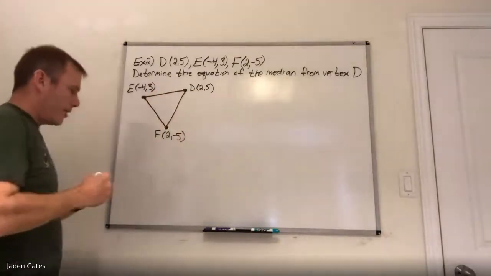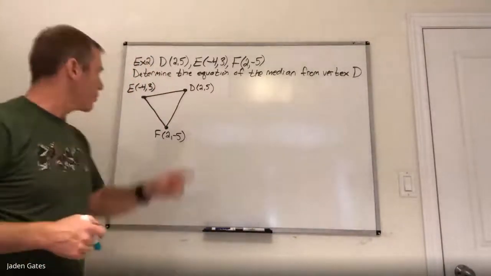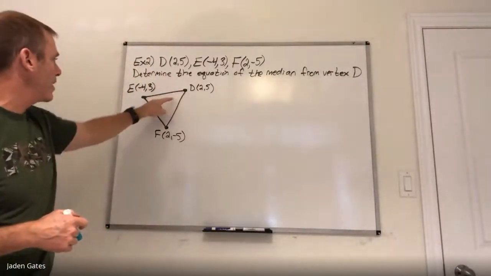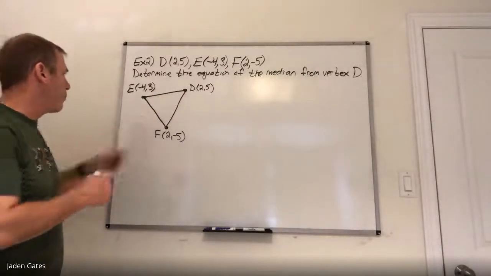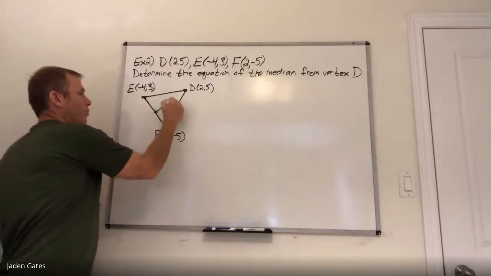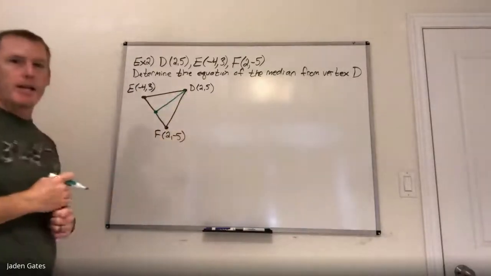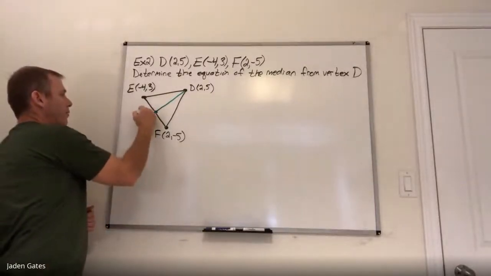All right. Now, again, we're drawing a median from vertex D. So it's going from vertex D, that's the point. It goes right across to the opposite side and hits the midpoint. So there's my midpoint, and that green line right there is the equation of the line we're looking for. All right, so again, there's our midpoint.